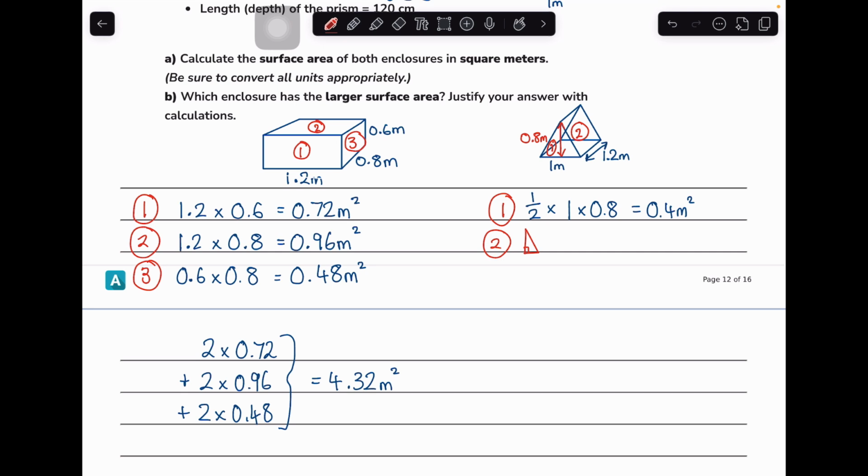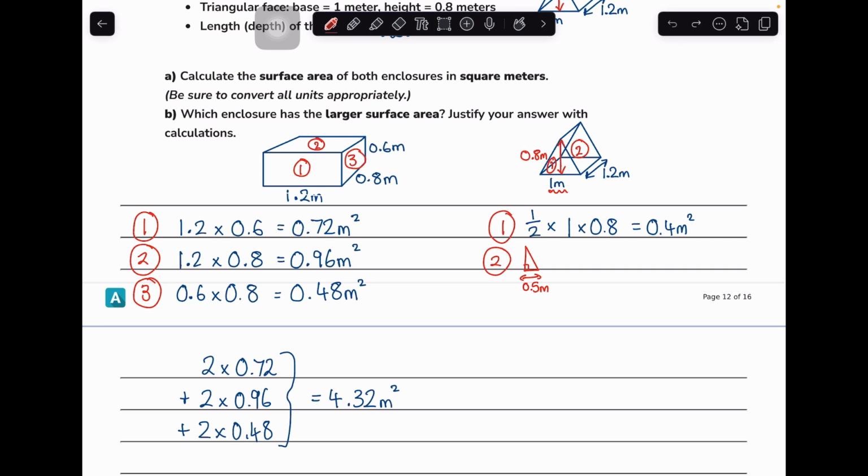All I've done is split the front face in half. So I know that the base of this triangle here will be half of 1 meter, so 0.5 meters. And then I know the vertical height is 0.8 meters. So we're going to use Pythagoras to find our hypotenuse. So a squared plus b squared equals c squared.